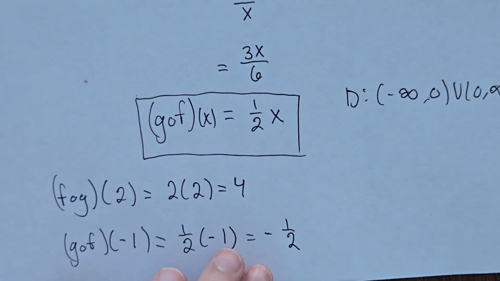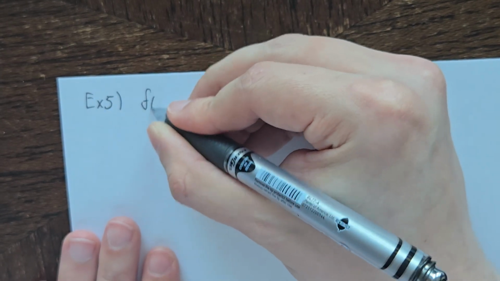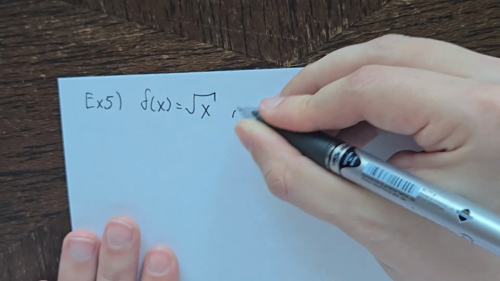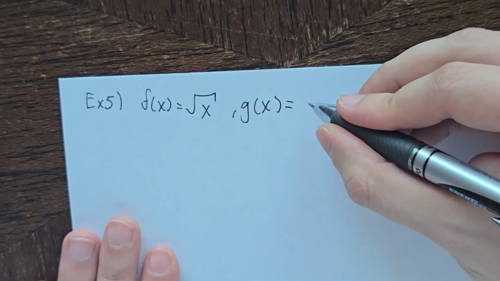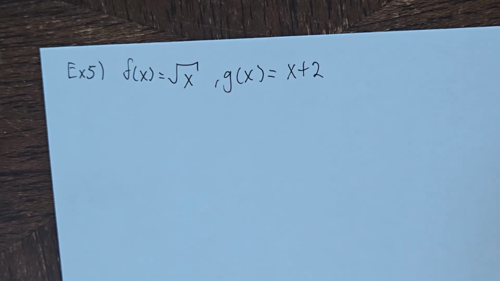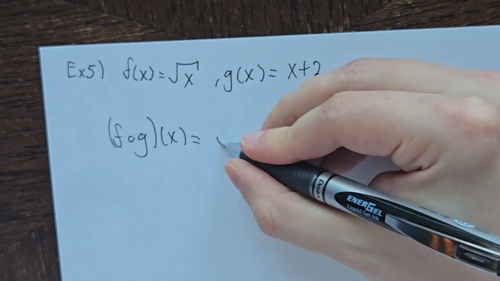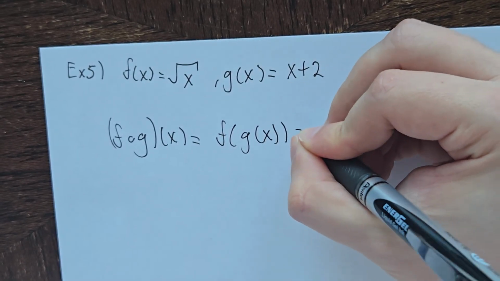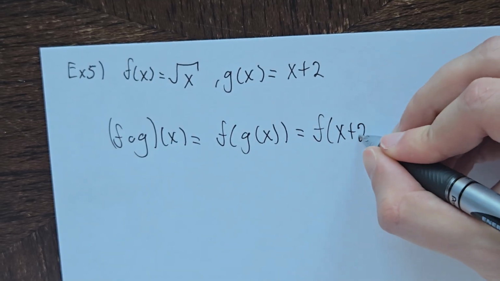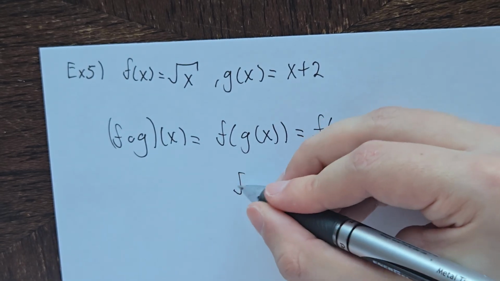Let's talk really quickly about example 5, and then we'll be done for this section. Example 5 has f of x being equal to the square root of x, and g of x being equal to x plus 2. Okay? If we start trying to figure out f of g of x, then what this is asking for is to plug g of x into f of x, but g of x is x plus 2. If we plug that in as our input for f, then we'll have the square root of x plus 2.